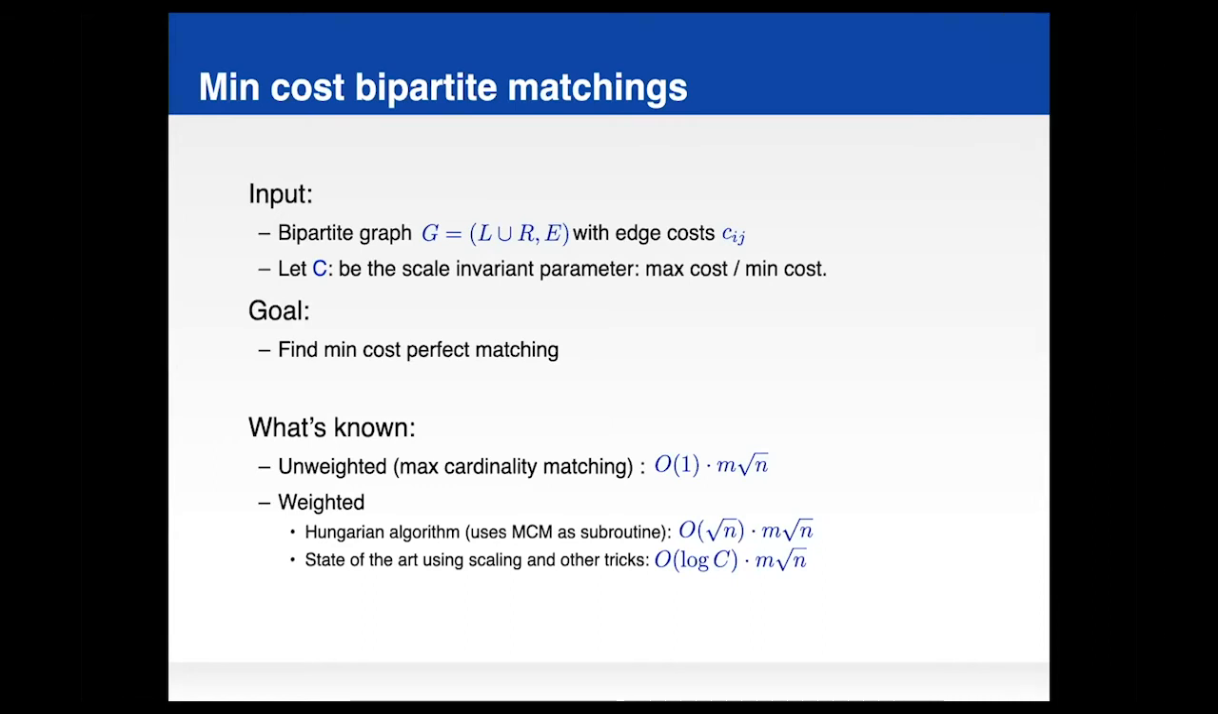Now, if we say no, the costs are important, and so we have weighted instances. There are two approaches you can take. You can go very classical and old, and this is the Hungarian algorithm, which uses max cardinality matching as a subroutine and does it about square root n number of rounds. Or you can take the latest and greatest, which uses a lot of different algorithmic tricks to get to the lowest possible running time. And then on top of this m root n, you have a log C, where C is the scale parameter factor on top of it.